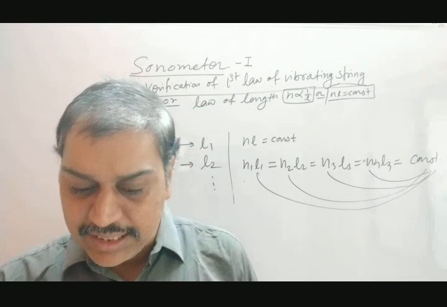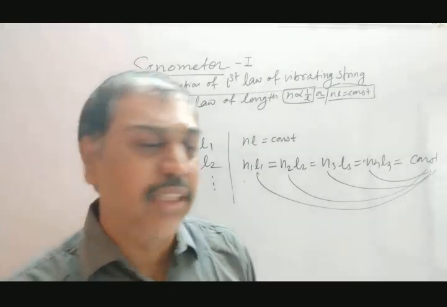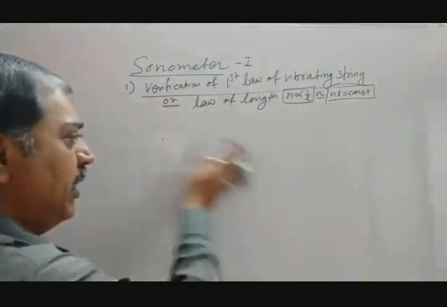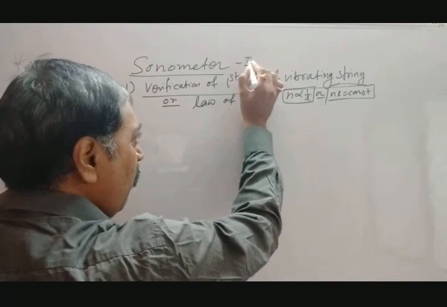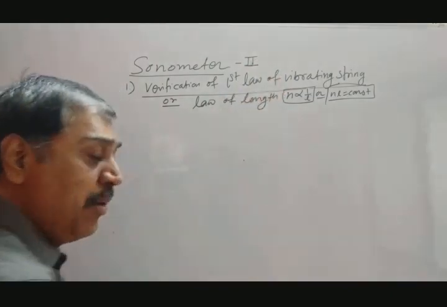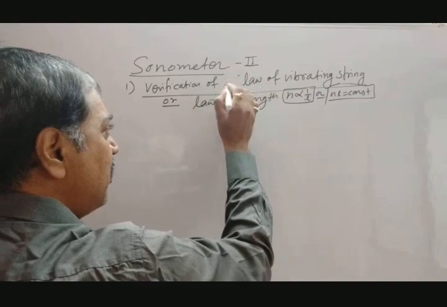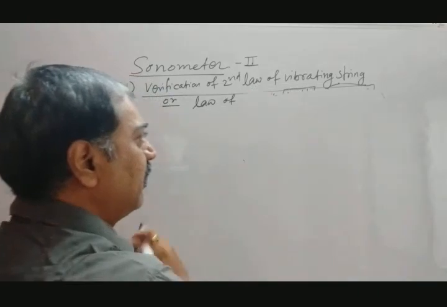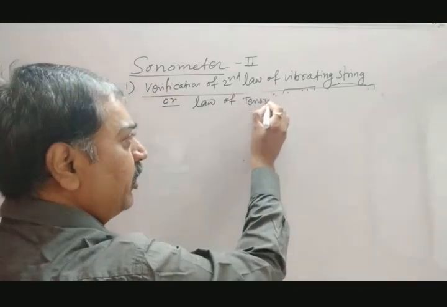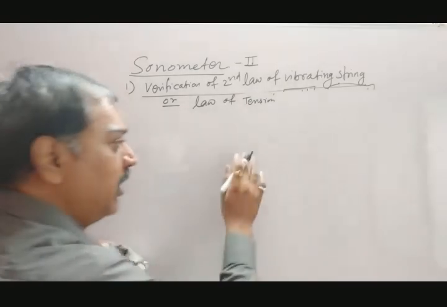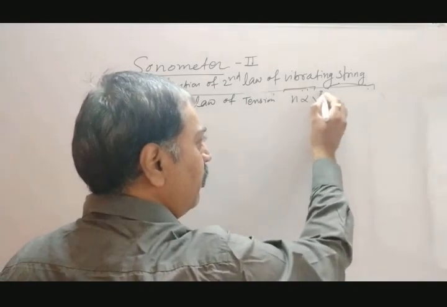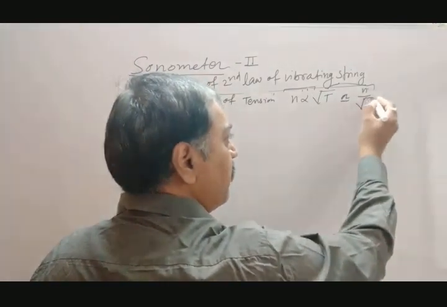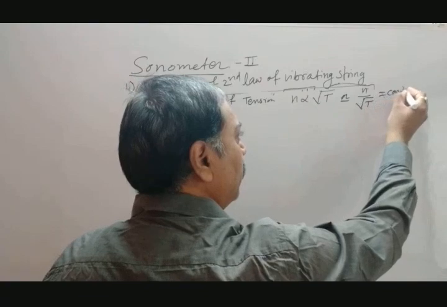Similarly, we have to prove the second law of vibrating string. As it is the second law of vibrating string that gets proved, it is said to be Sonometer Second. Second, why? Because we are using it to prove the second law of vibrating string, and that is the law of tension. And we know what the law of tension is: N is directly proportional to the square root of T, or we can say N divided by the square root of T equals constant.